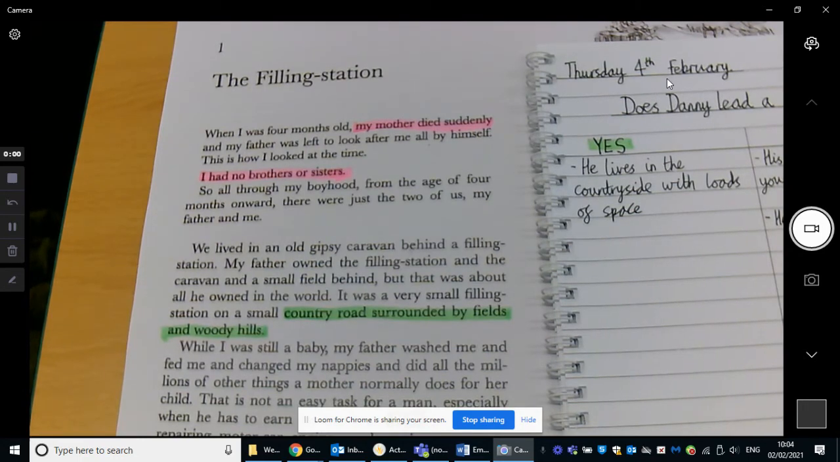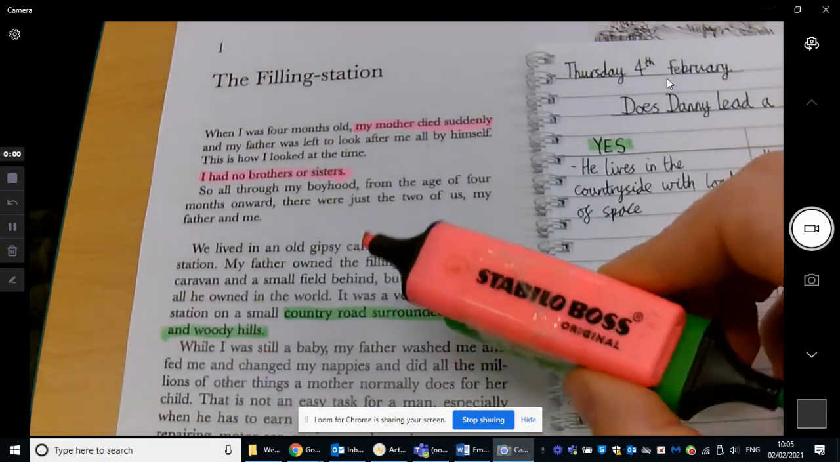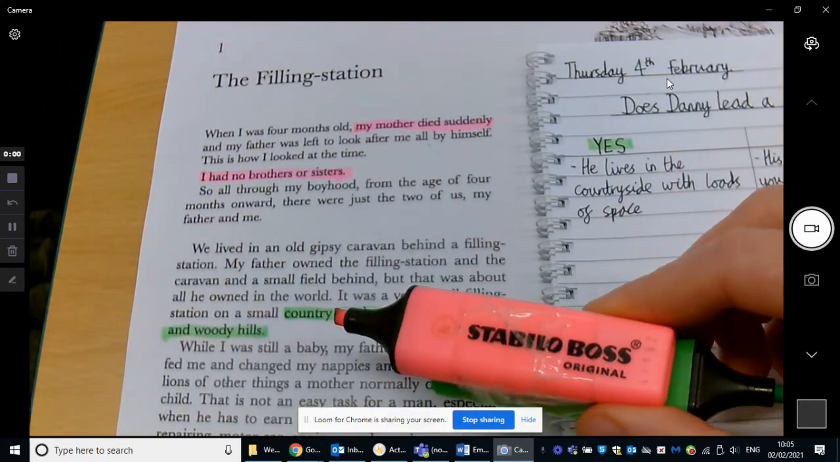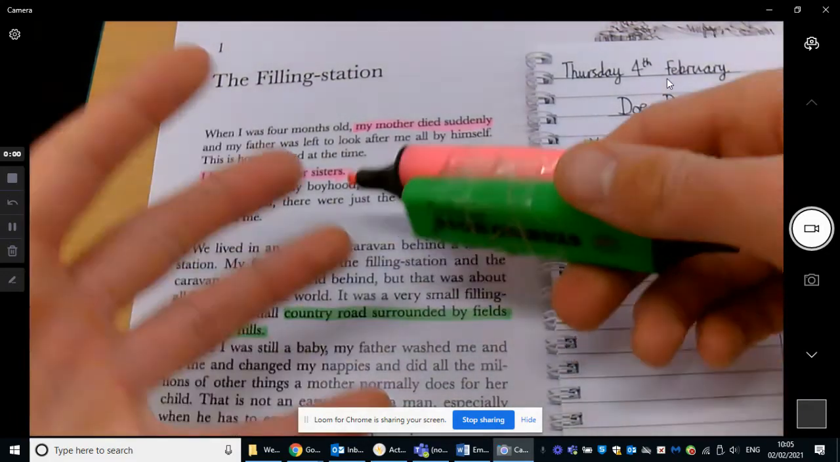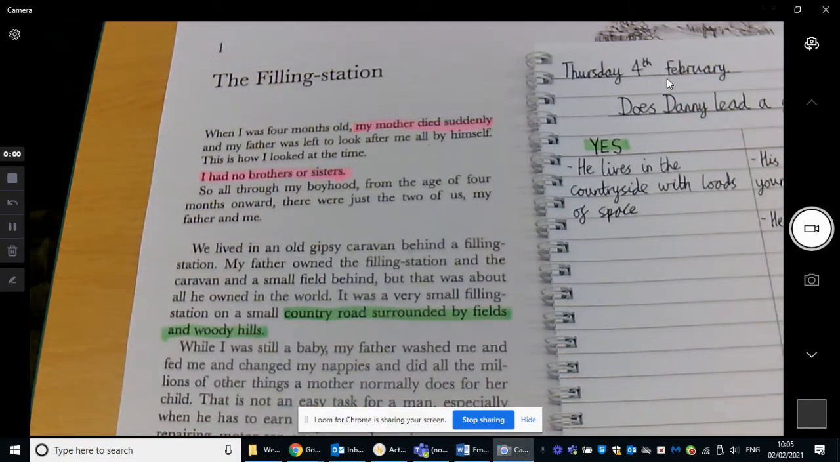Okay, are there any other reasons there? So, it says that he lived in an old gypsy caravan behind the filling station. So again, this is sort of down to opinion. You might think that sounds really, really lovely. It's kind of quite romantic, living in such a sort of beautiful setting in a caravan. You might think, actually, no, it's quite claustrophobic, fitting 2 people in a small caravan, and also behind a filling station. You might get the smell of petrol and things.